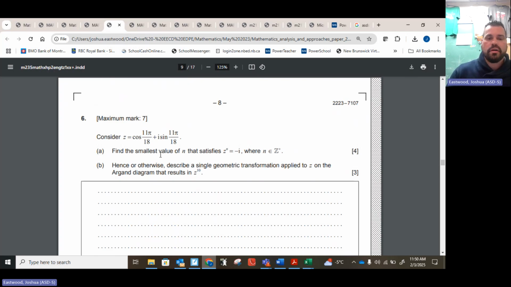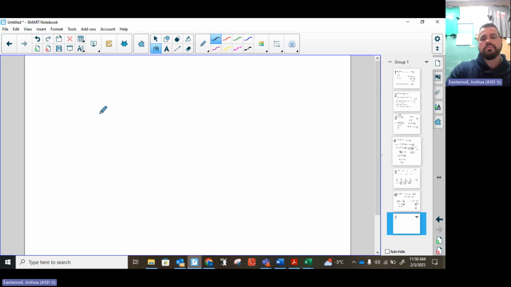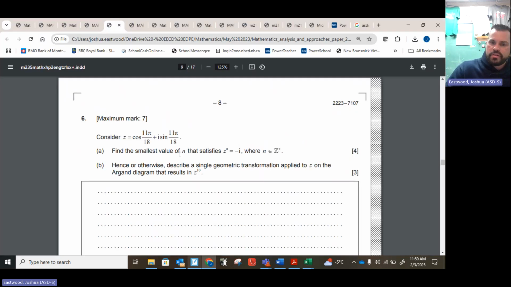So then it says, hence or otherwise, describe a single geometric transformation applied to Z on the Argand diagram that results in Z to the 10. So what we want to recognize is it says hence or otherwise. And again, whenever you're doing an IB question where it says hence or otherwise, the hence is kind of important. So if I want Z to the 10, I can recognize that that is Z to the 9 times Z. And Z to the 9, we already said was minus 1 minus i.